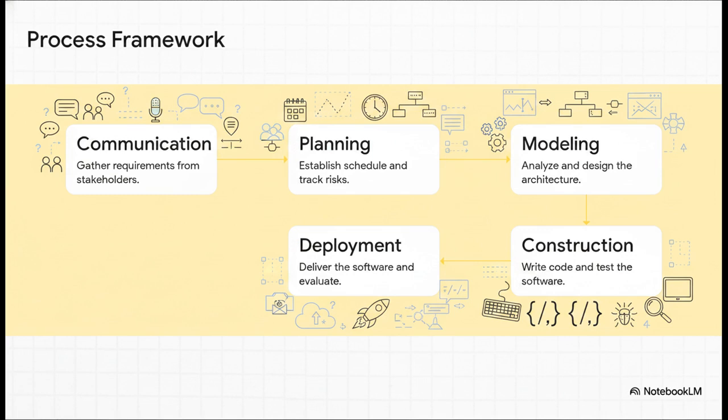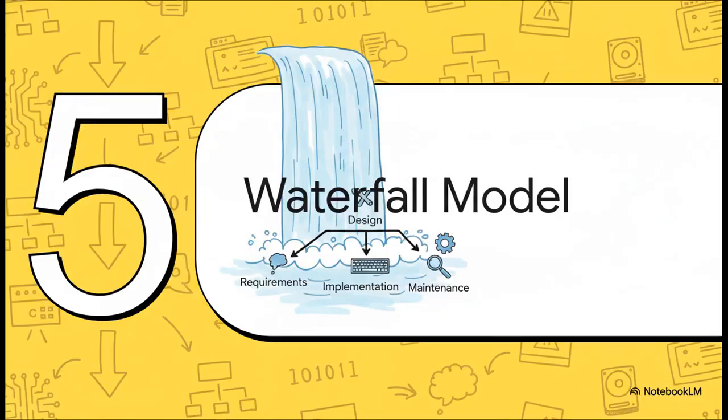Honestly, a massive rookie mistake novice engineers make is jumping straight to step 4, construction, without doing any of the communication or planning first. It's a recipe for disaster. All right, section 5, the classic prescriptive waterfall model. Let's take a little trip back in time and look at the oldest paradigm.